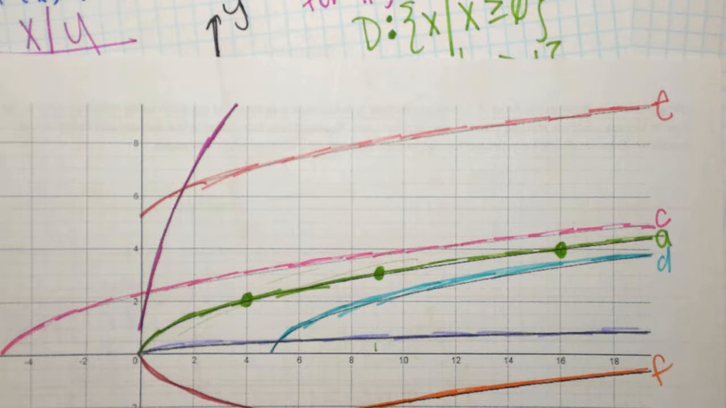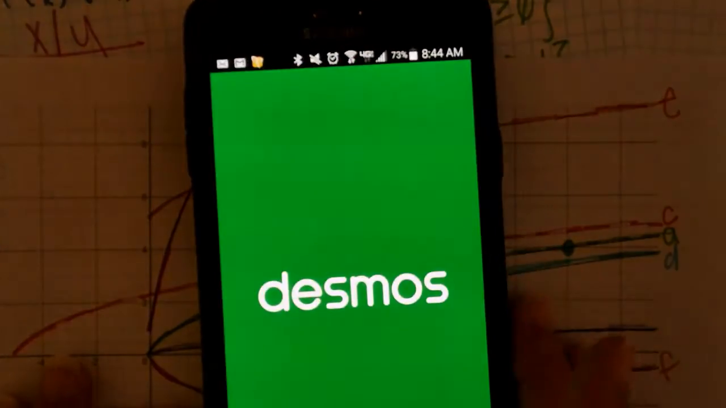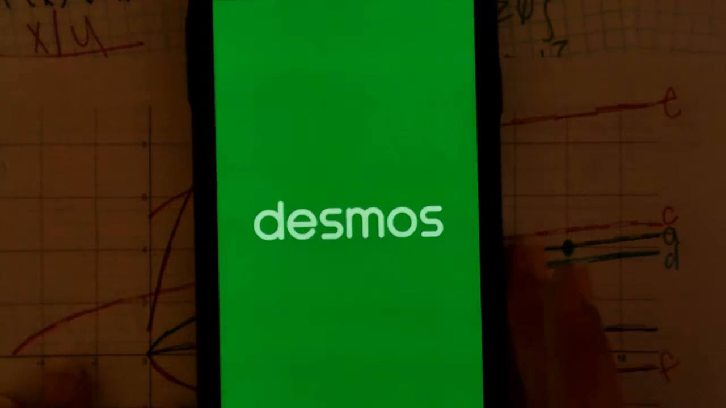I forgot to drink tea. The wonderful world of Desmos and technology. Girls, stop looking at each other.